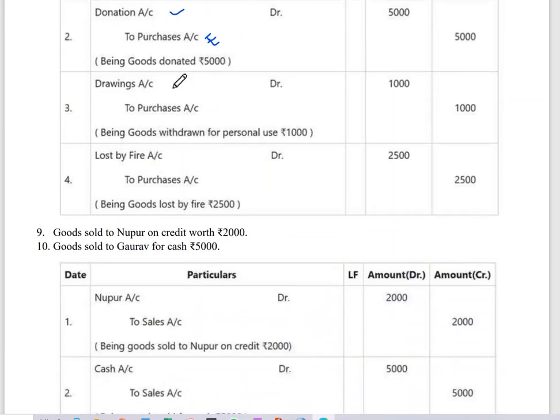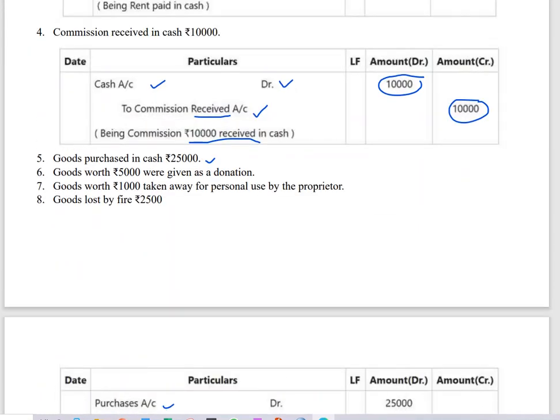So next, drawings account. Why is it a drawings account here? Let's see what the transaction is. Seventh transaction here: goods worth rupees 1,000 taken away for personal use by the proprietor. So see here, 25,000 worth of goods were bought, 5,000 worth of goods were donated, and 1,000 worth of goods are now taken away by the proprietor for his personal use. It means it is a drawings account.